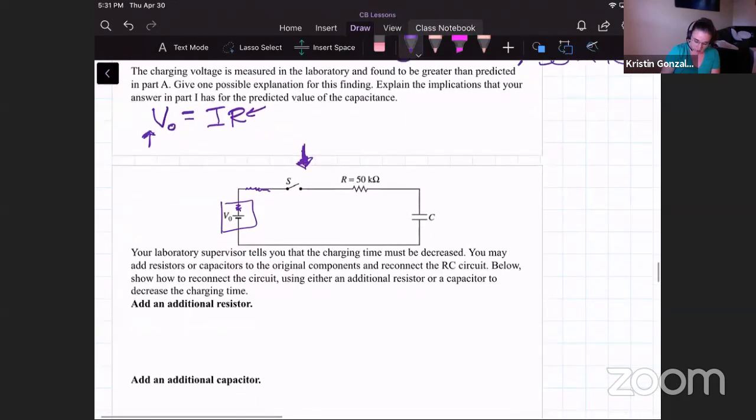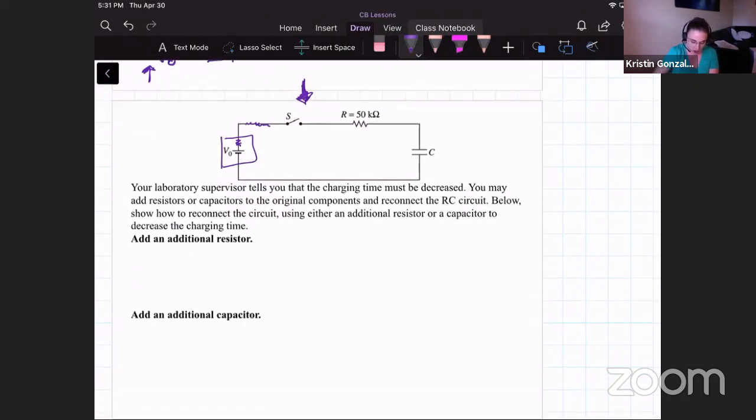Okay, and next we want to change the circuit up. Our supervisor tells us that the charging time is too high. We want to decrease that charging time. So we can add in components now. We can add in resistors, we can add in capacitors in addition to what we originally had.